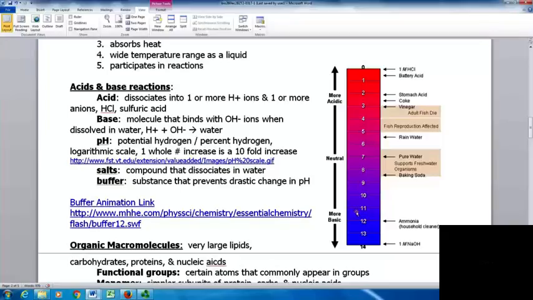pH 11 is 10 times more basic than pH 10. pH 12 is 100 times more basic than pH 10, 10 times more basic than pH 11.